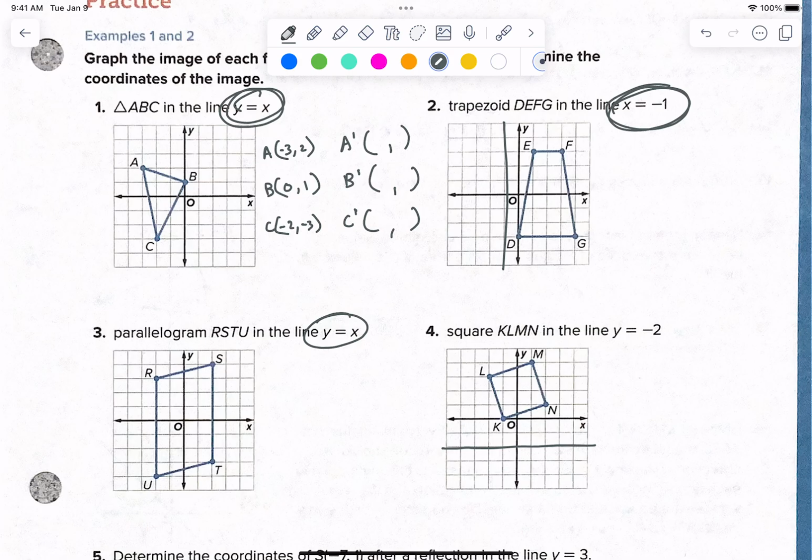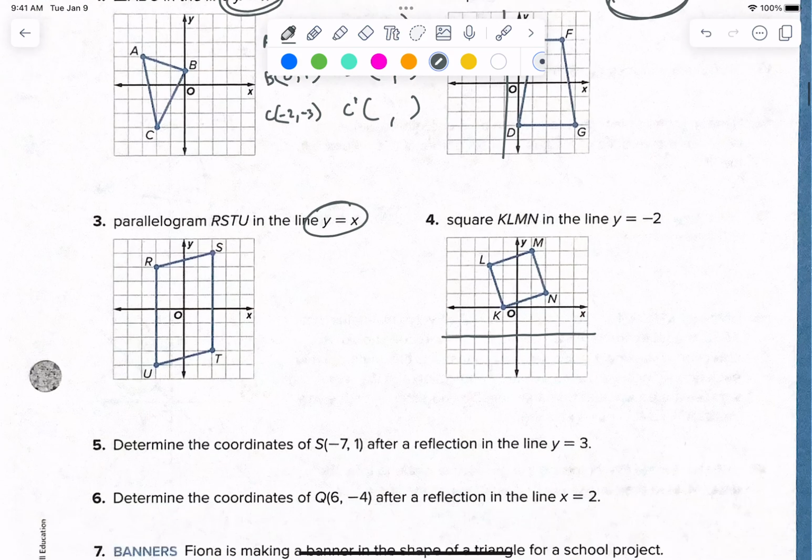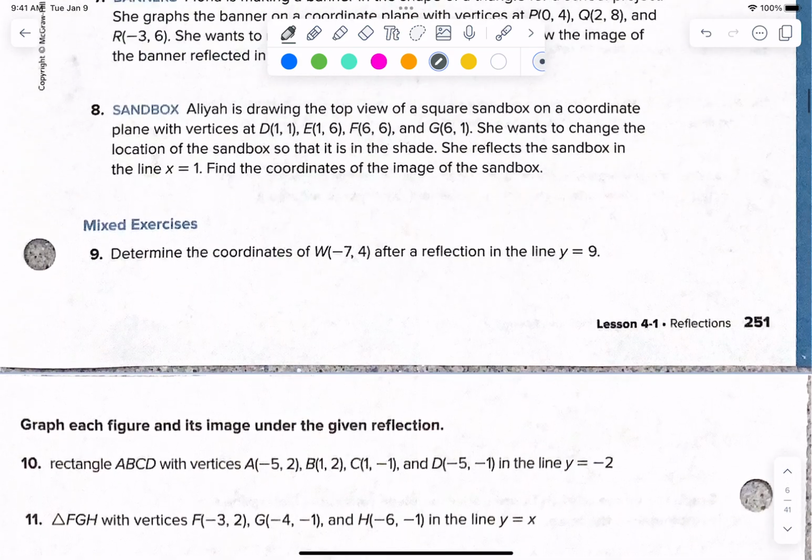Not so bad. One thing to keep track of is that when you're flipping him, he should stay the same shape and the same size, but just be a different orientation, right? So if your shape does not look the same, you didn't do it right. If he's not the same size and shape, he's not quite right. Okay, so keep that in mind. And then you have to do 6 through, I don't know, 14 evens or something like that.